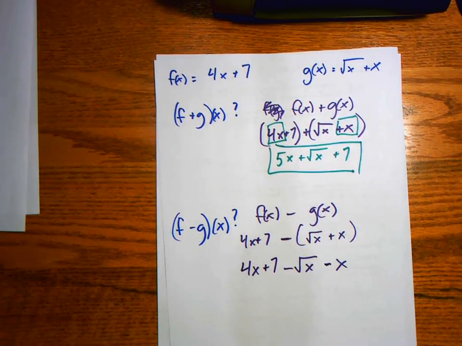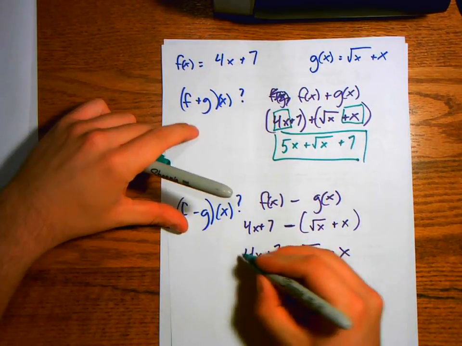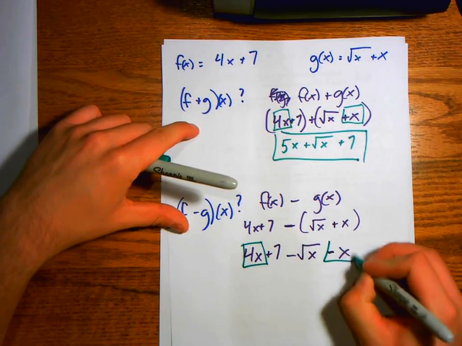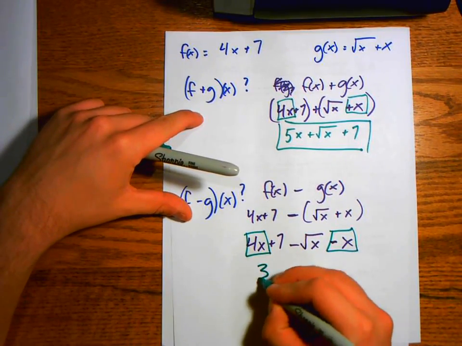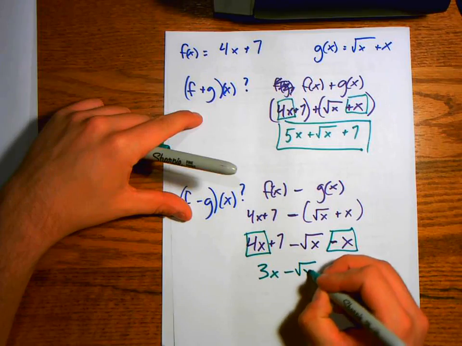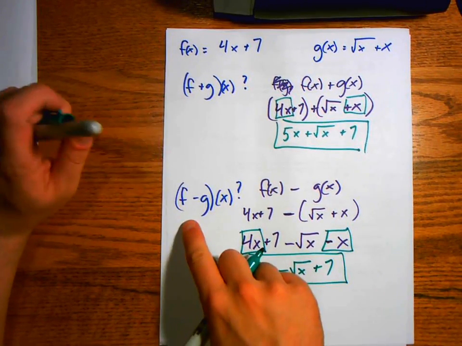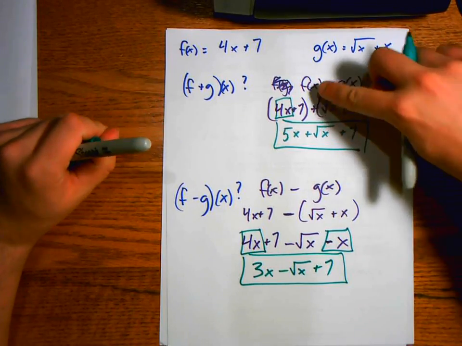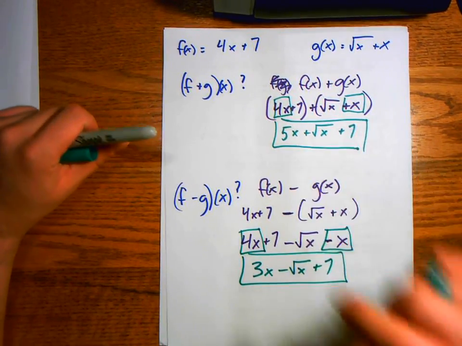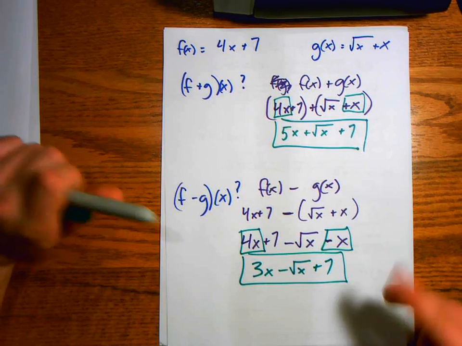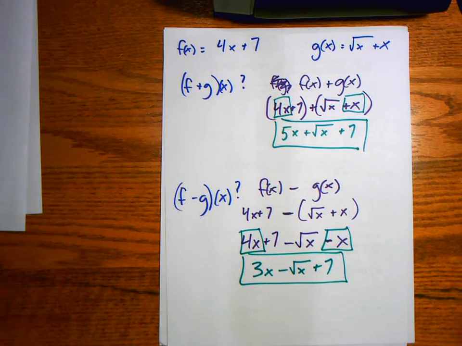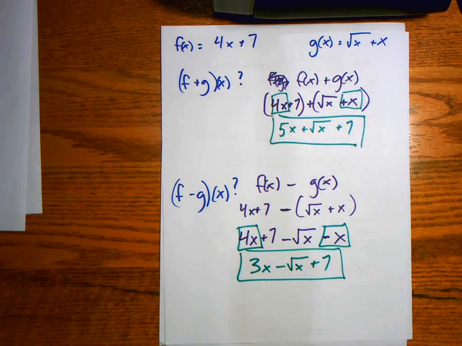So now when you are combining your like terms, you're combining a 4x and a negative x, which gives you a 3x. Then it is minus square root of x plus 7. So f minus g is a lot different than f plus g, because we have a 3x and a 5x, and these are plus or minus. The 7s are the same, but just line up your equations next to each other. Whatever operation is between them, whether it's minus or plus, just follow those exact same rules that you're used to, and you'll get the answer that you need.